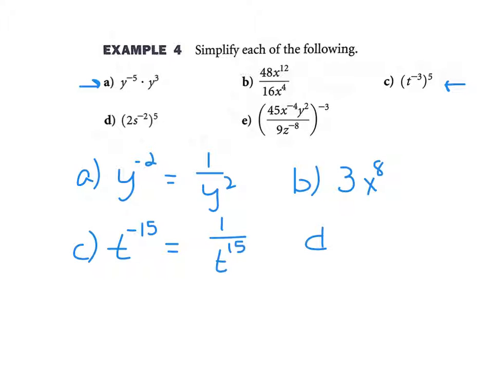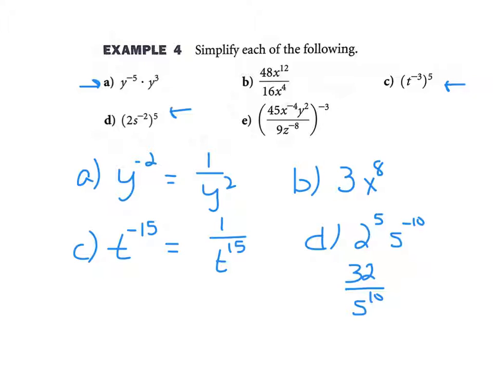Part D is the other rule where you have the 5 outside parentheses, which means it goes for everything inside. So I would do this. I would do 2 to the 5th power and s to the negative 10 power. Now, this is interesting. 2 to the 5th is 32. We'll go ahead and change that. S to the negative 10 is going to get flipped because it's negative. Now, the negative doesn't go for the 2. It just goes for the s. So the s goes to the denominator. The 2 does not. That's part D.